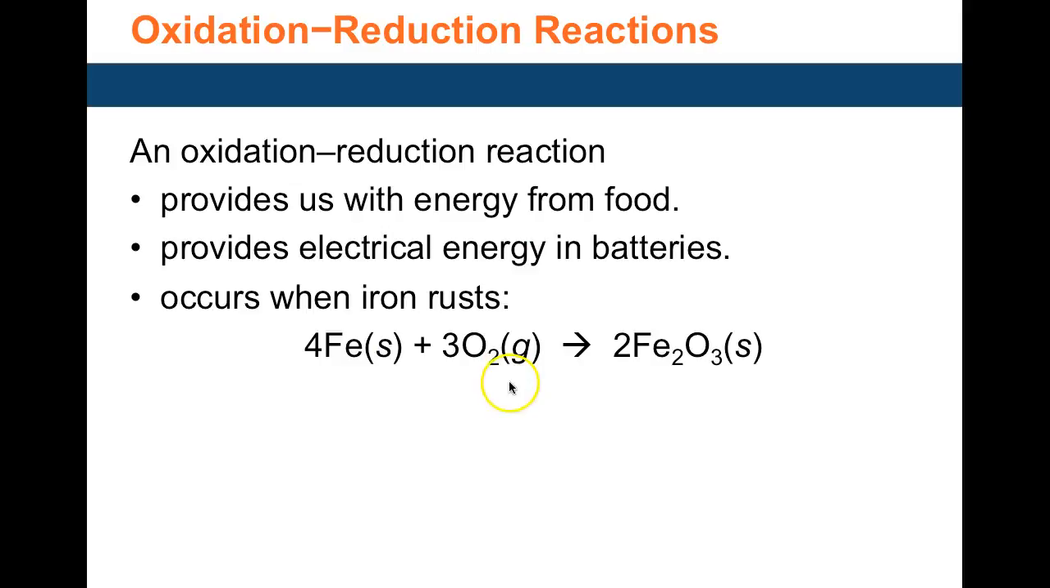So again, here you have a redox reaction, an oxidation reduction reaction, where iron is getting oxidized and oxygen is getting reduced. So one reactant is getting oxidized, the other reactant is getting reduced.